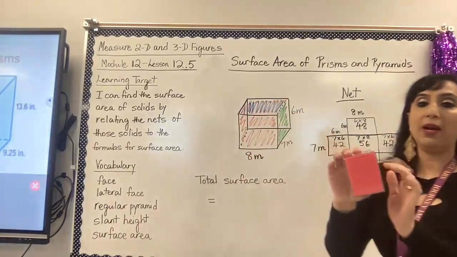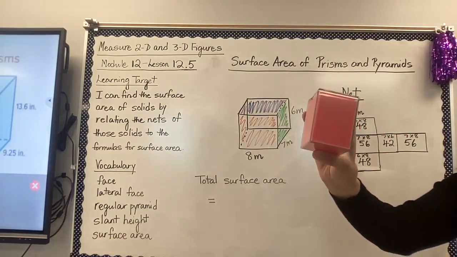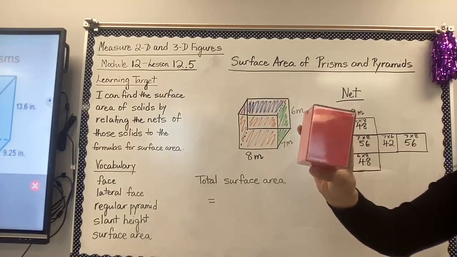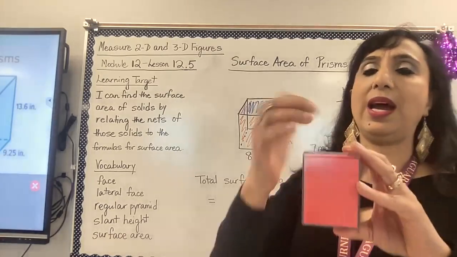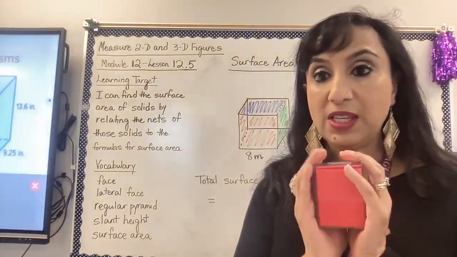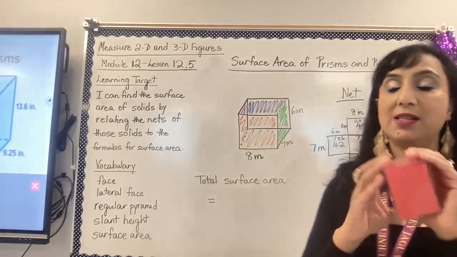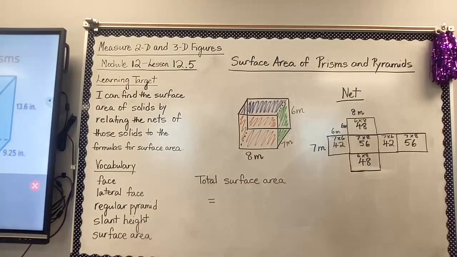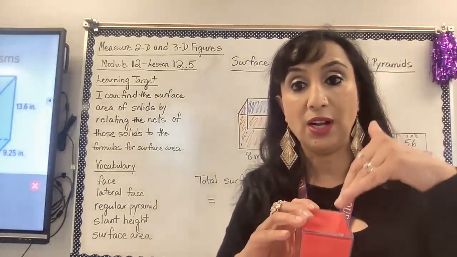So the sum of the areas of all the surfaces or faces of a three-dimensional figure is the surface area. When I add up the areas of all of these surfaces together, that is what the surface area of a three-dimensional shape is. When you find the surface area of a three-dimensional figure, the units are square units, instead of cubic units as when we do volume.